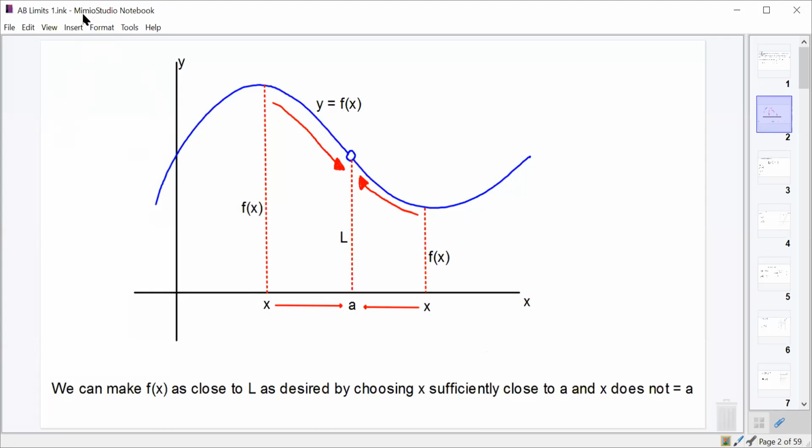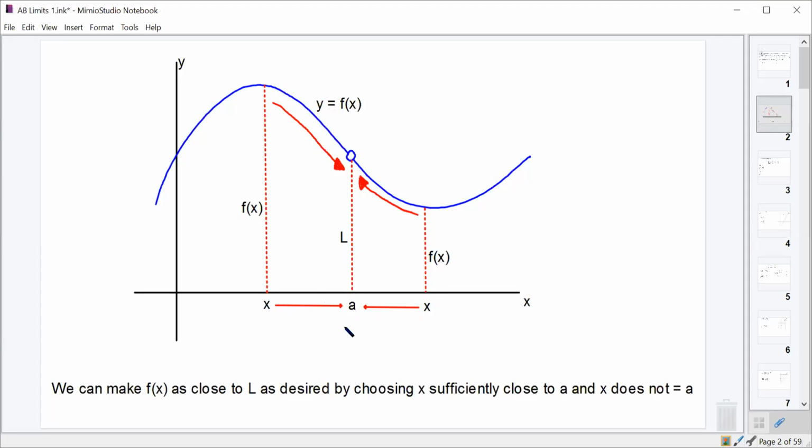So when we talk about limits, what we are looking for is a y value of our function that we get very, very close to as x approaches some number. So I've got this lovely little picture here of some function y equals f of x. And I am having my x values, whether they're less than a or greater than a, approach some constant, some number a.